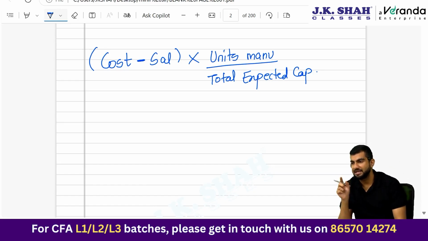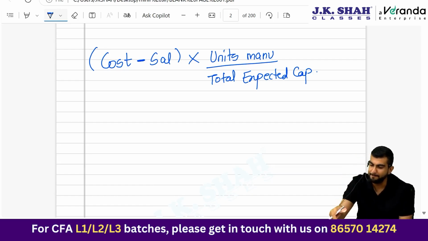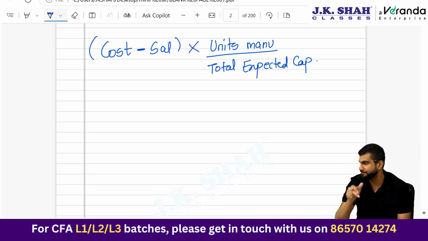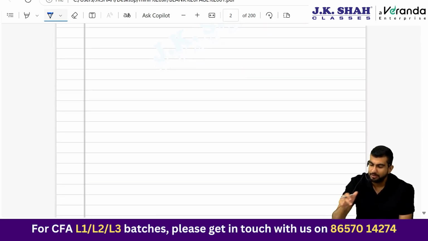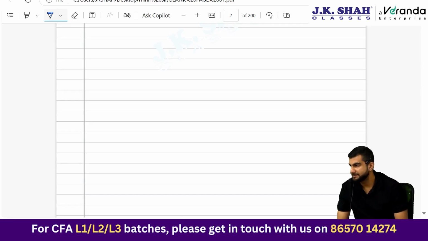Depreciation is for tangible assets, amortization is for intangible assets, and depletion is for wasting assets like mines and all that. Okay, fine. This method, units of production method, is typically followed in case of depleting assets, wasting assets like mines. Okay. Anything else? Research and development.